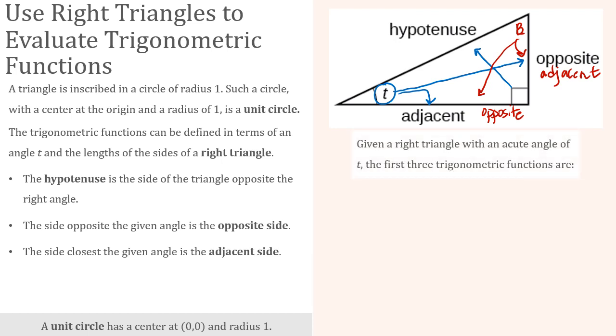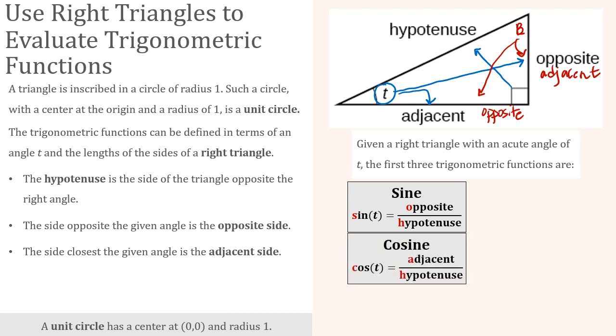So given a right triangle with an acute angle of t, the first three trigonometric functions are: the sine of the angle is equal to the side opposite that angle over the hypotenuse. Remember, the hypotenuse is not going to change. It's always across from the right angle. For cosine, the cosine of an angle is equal to the adjacent side over the hypotenuse, and the tangent of the angle is equal to the side opposite the angle divided by the side adjacent to the angle.